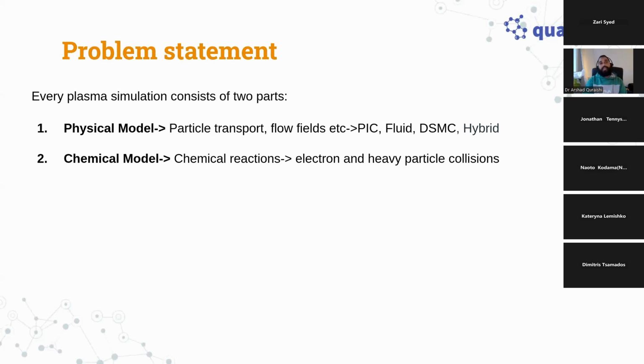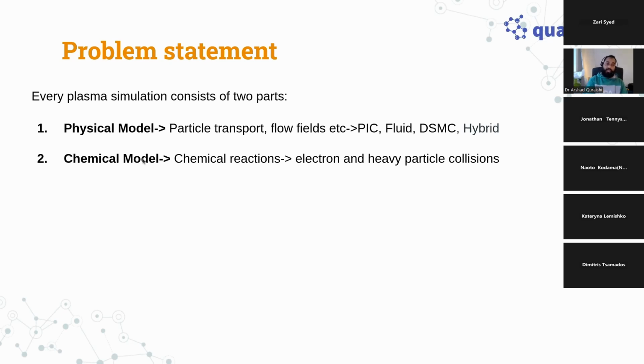So every plasma simulation consists of two parts: the physical model and the chemical model. The physical model describes the physical parameters such as particle density, particle transport, electromagnetic fields, and these parameters should be chosen based upon the simulation, the speed of the simulation, and the accuracy. For example, if you are dealing with a high pressure regime, which is more collisional, you can go for fluid modeling. If you're dealing with a low pressure regime where the continuum mechanics breaks down, you can go for PIC modeling or DSMC.